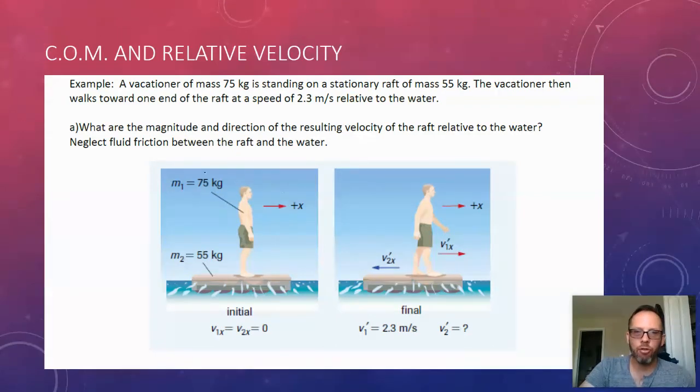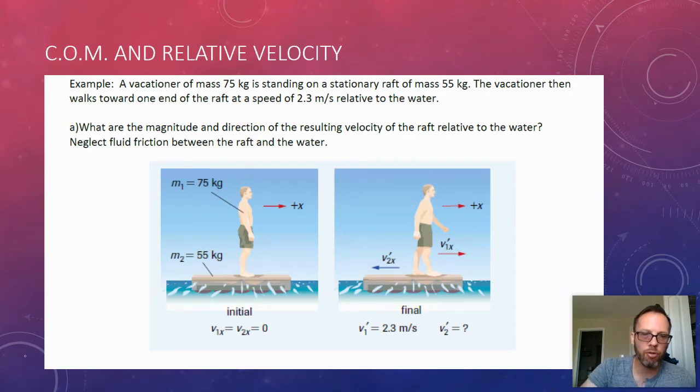But then the vacationer starts walking towards one end of the raft. And so from someone on the beach or someone in the water, from the water's perspective, we see the vacationer walking at 2.3 meters per second to the right. And we know this from personal experience, maybe even from standing on a skateboard: if you start walking one way, your skateboard, or in here the raft, is going to shoot out the other way. What we'd like to find out is with what speed the raft is going to move to the left.